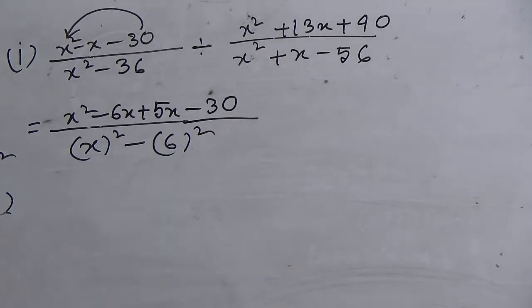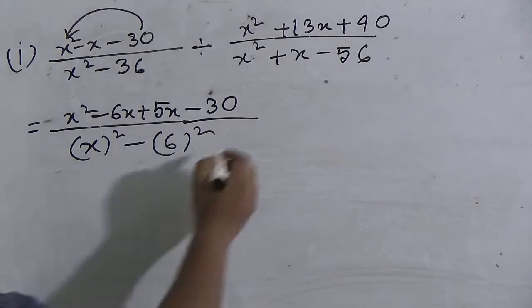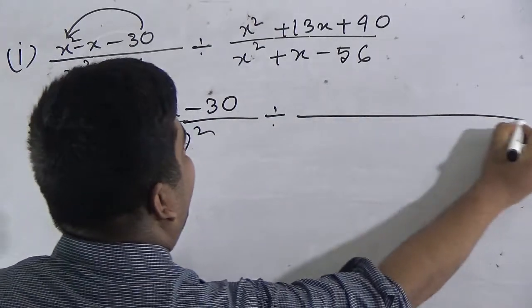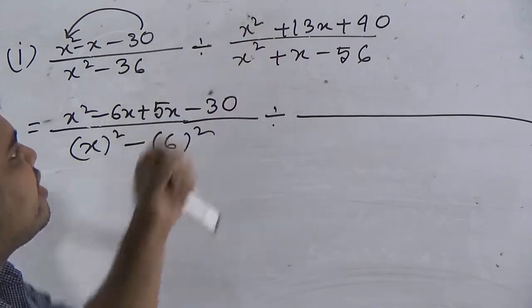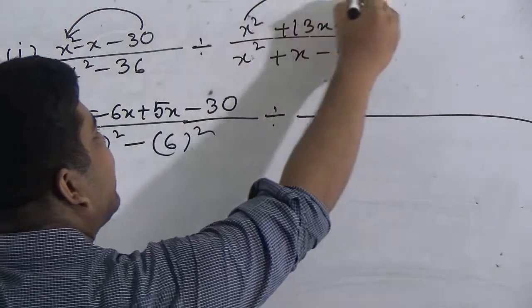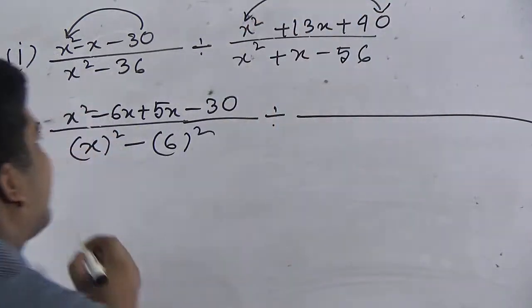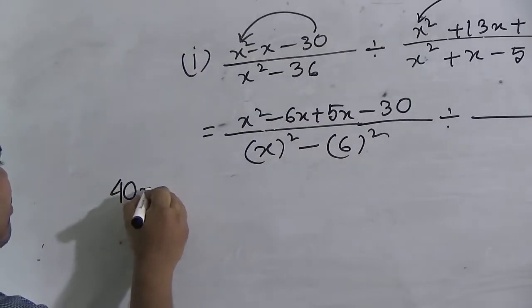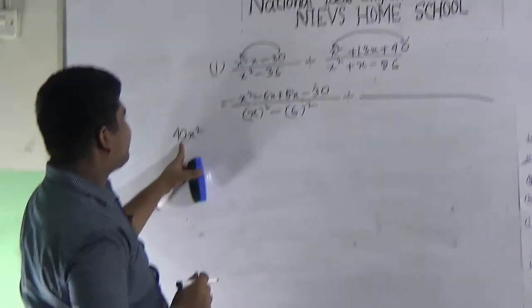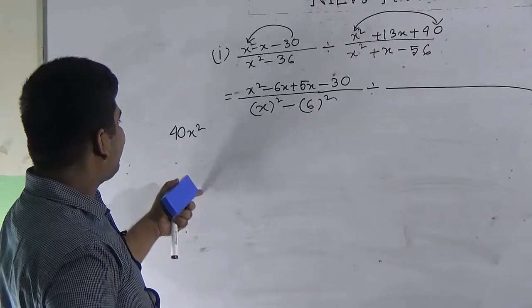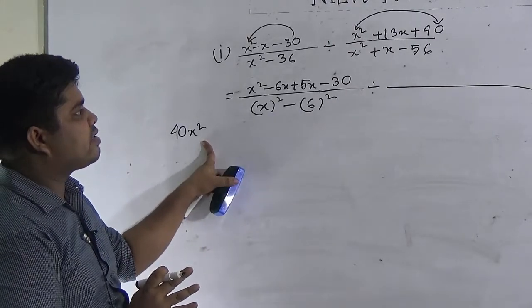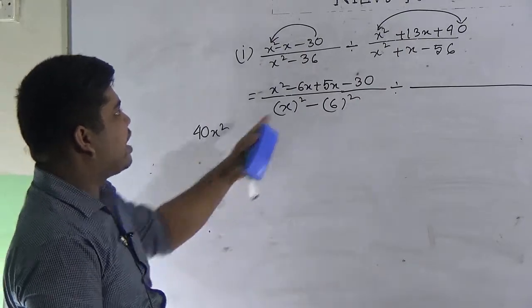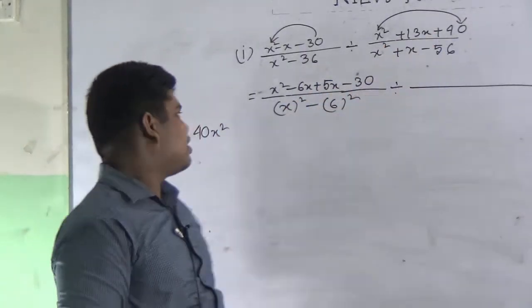So our first fraction is done, and the division sign is here, and our second fraction is here. Also we apply the middle term break method. First of all we multiply 40 with x square and it will be 40x square. Then we break this number into two factors. If we multiply those two factors, we get 40x square, and if we add, then we get plus 30x.